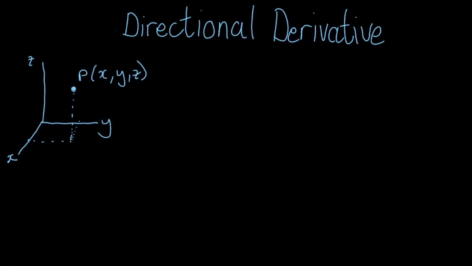Hi there. In this video, we're going to be looking at what is a directional derivative. In order for us to understand what is a directional derivative, we first need to understand what is meant by scalar field, vector field, the gradient vector of a scalar field, and lastly, all of this culminates into what we know as the directional derivative.